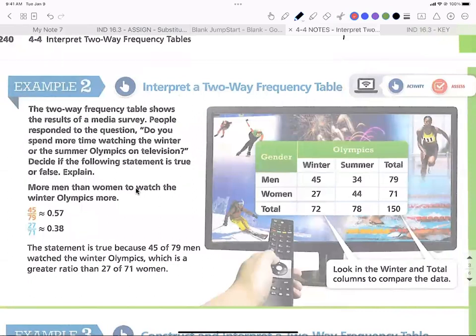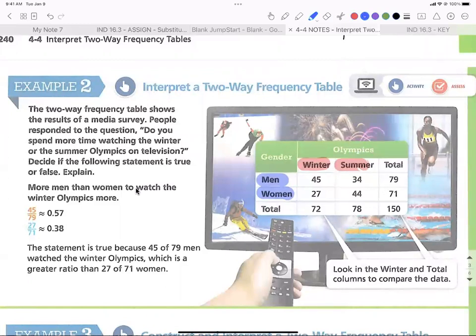Across the top, we have winter versus summer, and down the side, we have men versus women. That's the way they've broken out this particular poll. So the statement that we have to decide whether or not it's true or false is that more men than women watch the Winter Olympics.